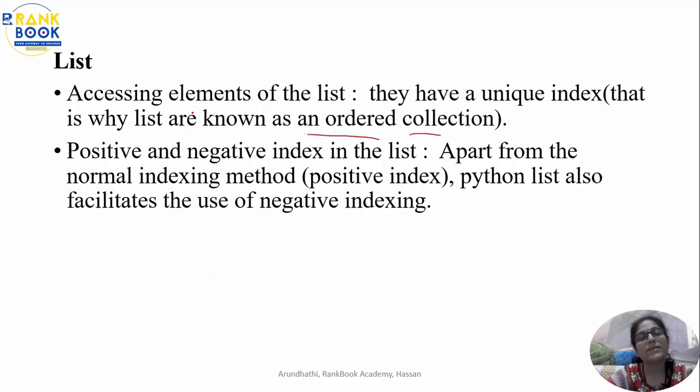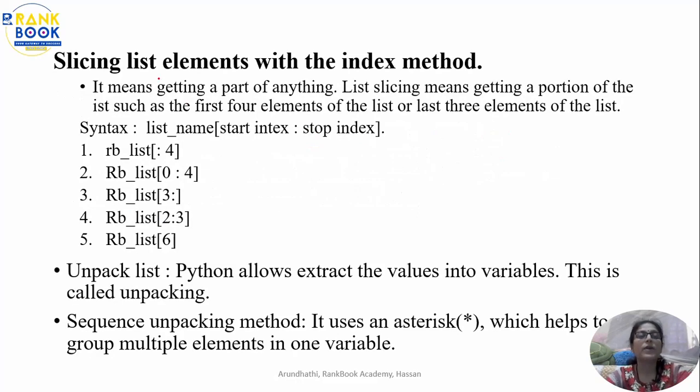Accessing elements of the list: they have a unique index. That is why lists are known as an ordered collection. Positive and negative index in the list: apart from the normal indexing method, that is positive index, Python list also facilitates the use of negative index. Slicing of list elements with the index method means getting a part of anything.